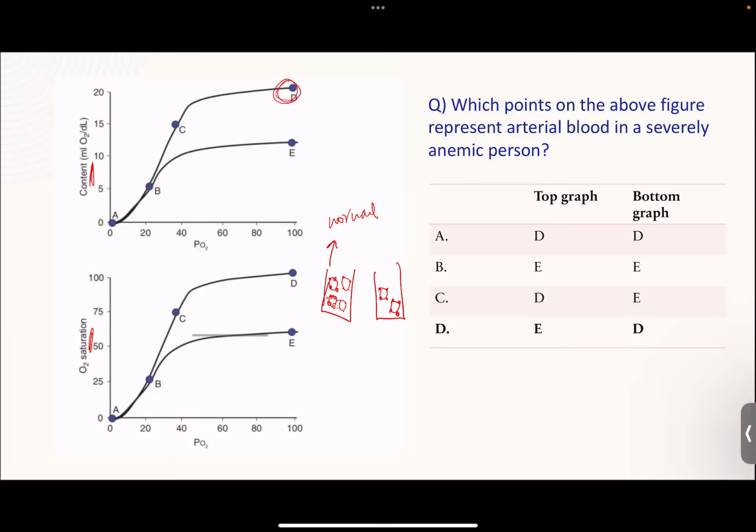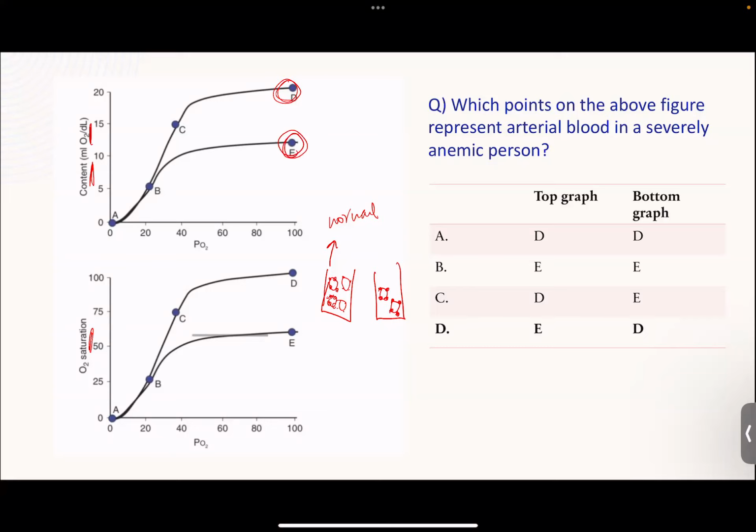But in this one, we have less hemoglobin molecules. Okay? We don't have a lot of hemoglobin molecules. We only have two of them here. But if you look at the content, how much is there? How much deciliters are there? You're gonna be here because you're not gonna have your normal concentration of oxygen, right? What is anemia? You have less blood, and less blood means less O2 concentration.